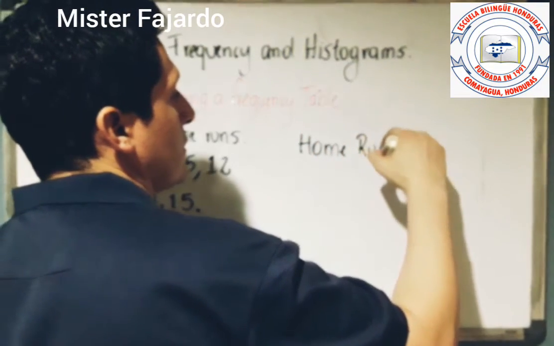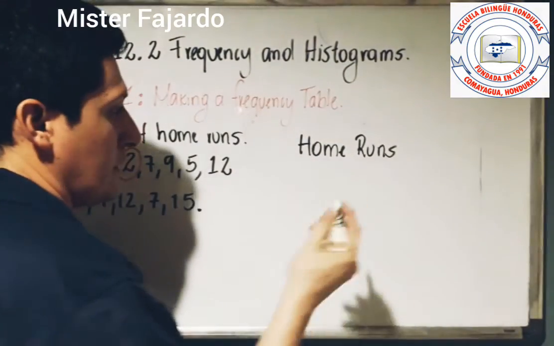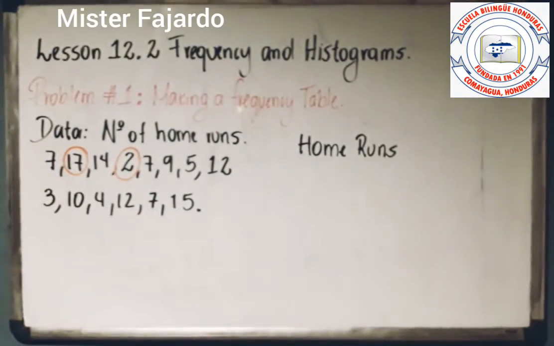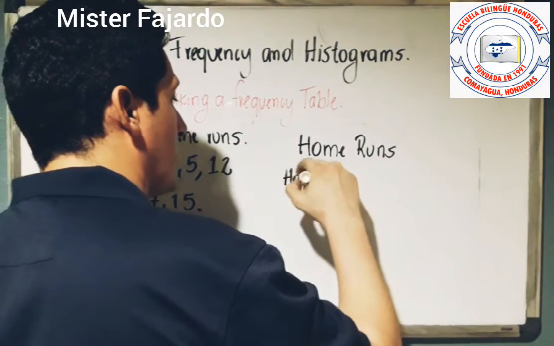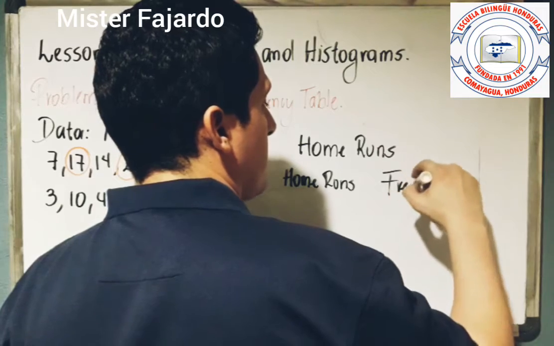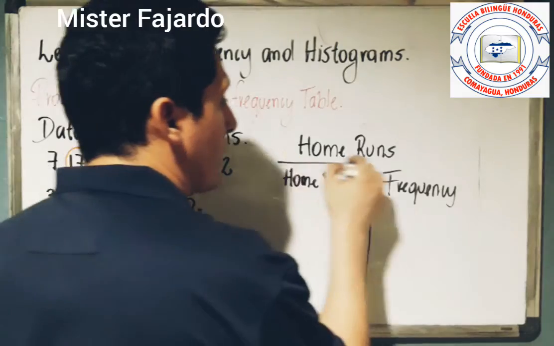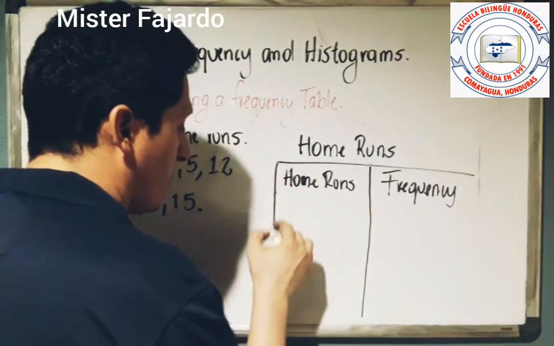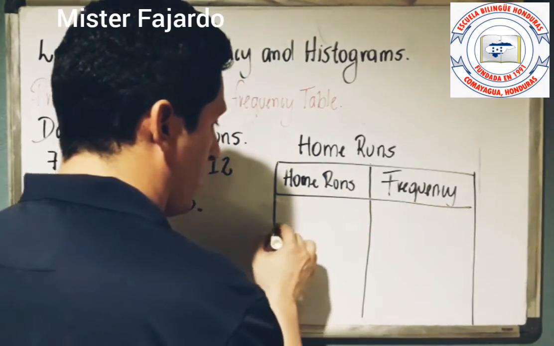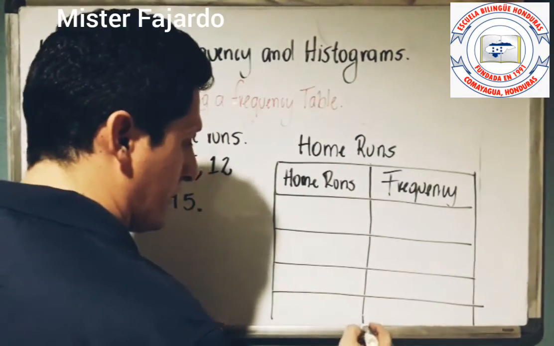Home runs in this case, and we are going to divide the table, and we are going to have home runs and frequency. Okay, and pay attention, because it's really easy to solve. It's not going to be hard for you. I told you that we are going to divide in 4 intervals. That means that we are going to divide this in 4 rows. Something like that. Perfect.